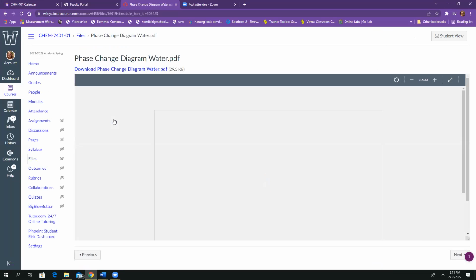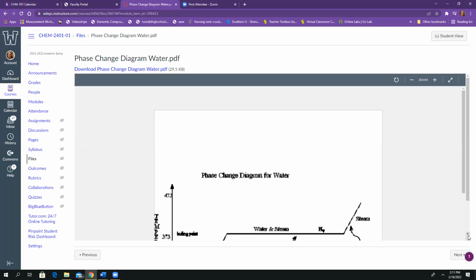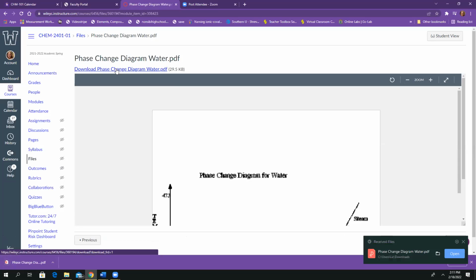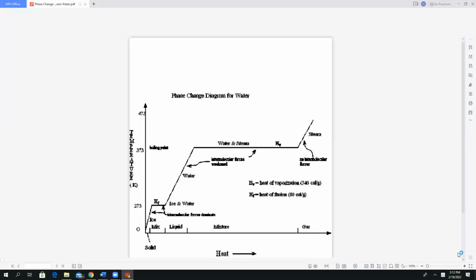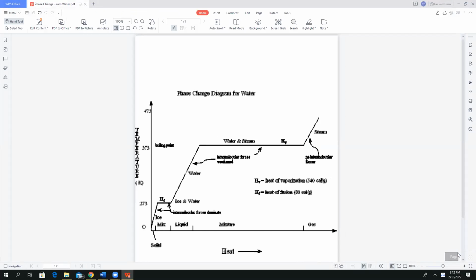And this phase change diagram of water is going to go through some words that you're probably not familiar with. Some of them you are, of course, but some of them you're not. Here we go. This is a little blurry. If I make it too much bigger, it's going to be even blurrier. But basically, it says phase change diagram for water, and you have temperature versus heat.